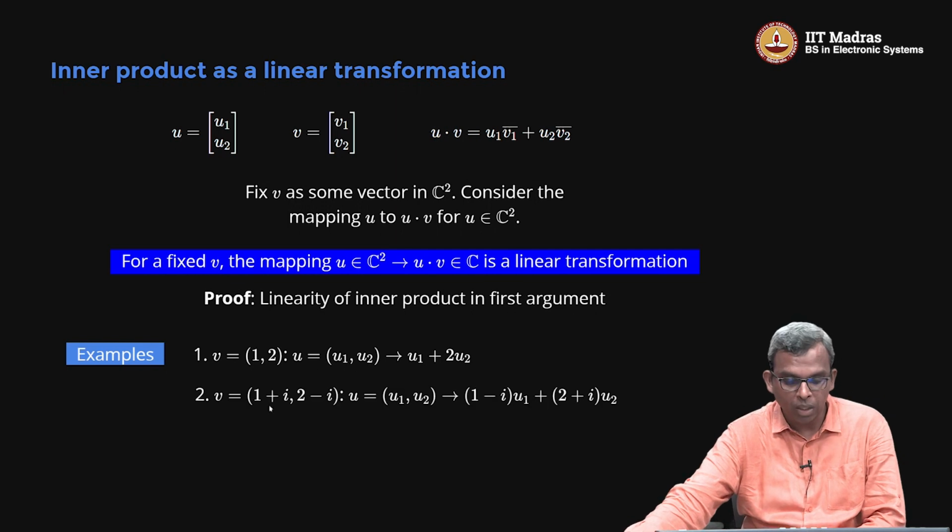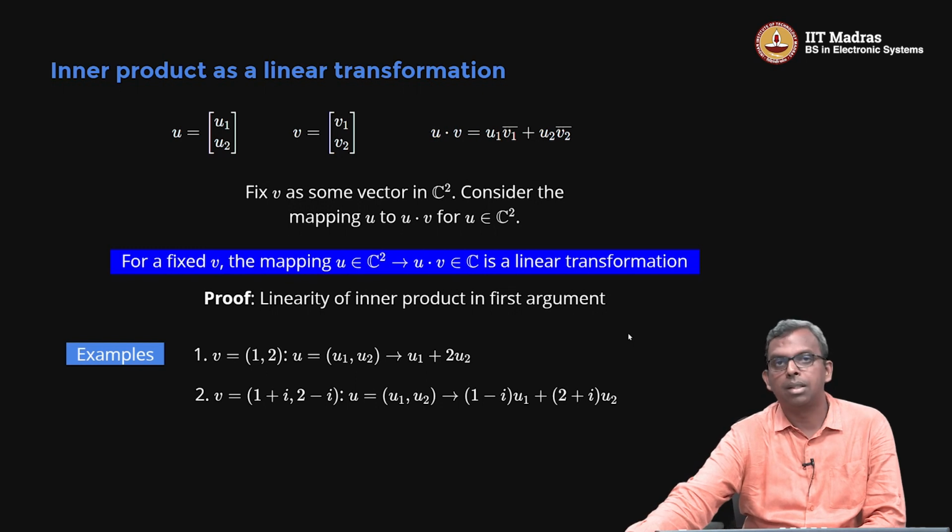If you have a complex case, 1 plus i, 2 minus i, then u will go from u1 u2 to u dot v. So, this will get conjugated, and you get 1 minus i u1 plus 2 plus i u2. Simple little linear transformation from the inner product.